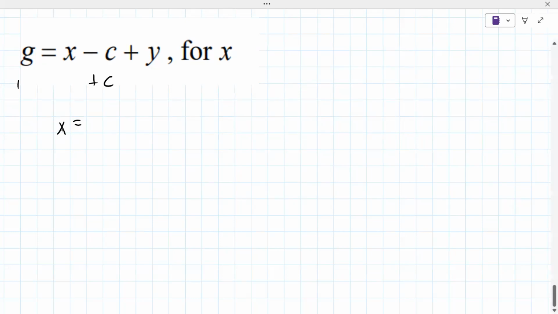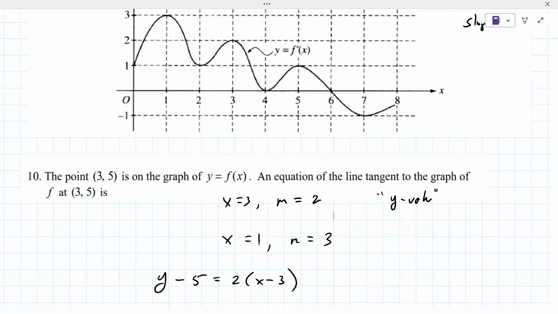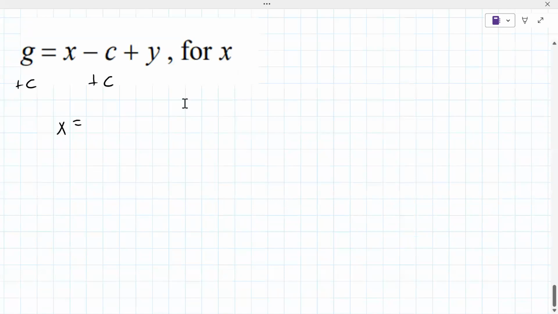But you're adding C to both sides. Oh, G, I think. My bad, sorry about that. That's fine. And you're subtracting Y from both sides.